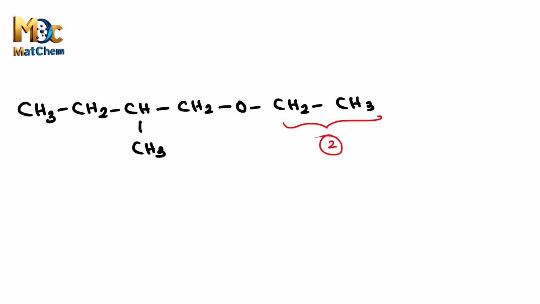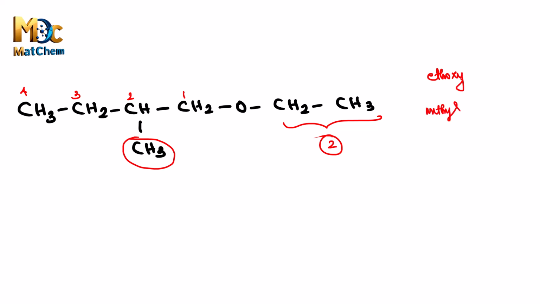Similarly, if you take this one, on one side we have 2 carbons, so that is ethoxy. Here we have 4 carbons. We need to number it 1, 2, 3, 4. In the second carbon we have a methyl group, and this is ethoxy. If you take ethoxy and methyl, E comes first.